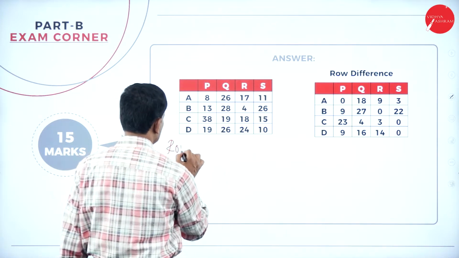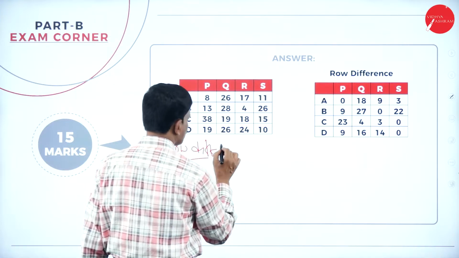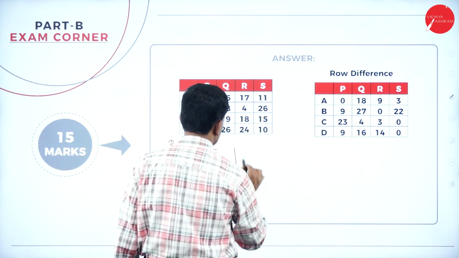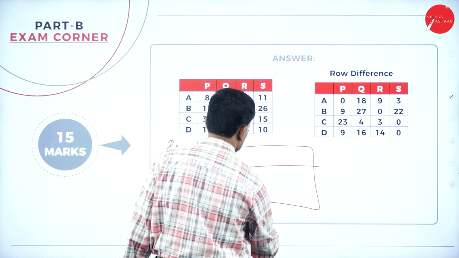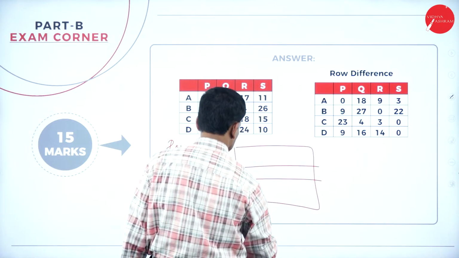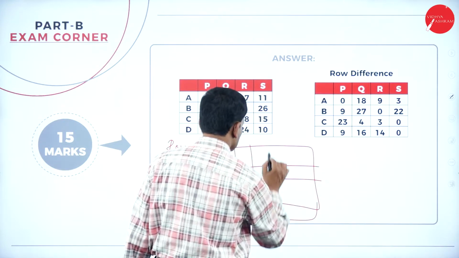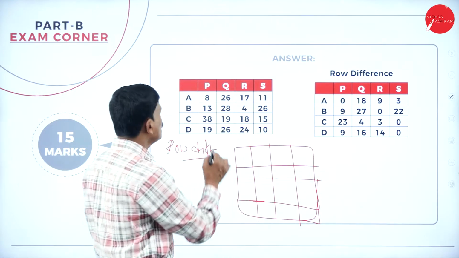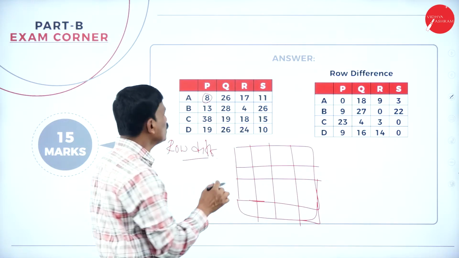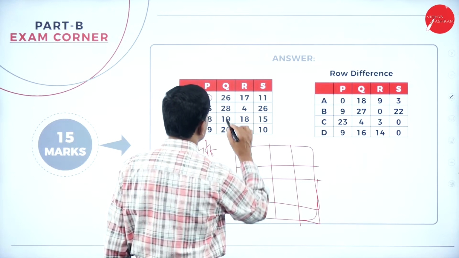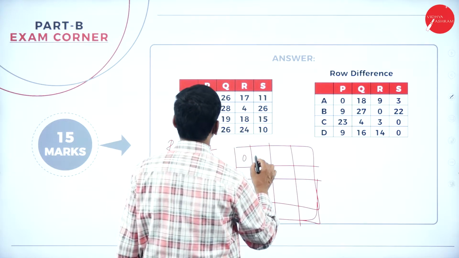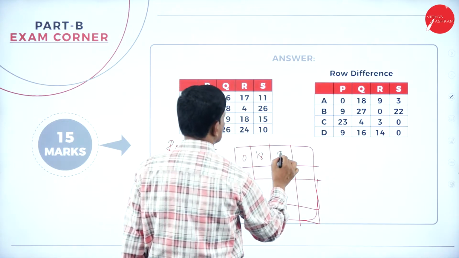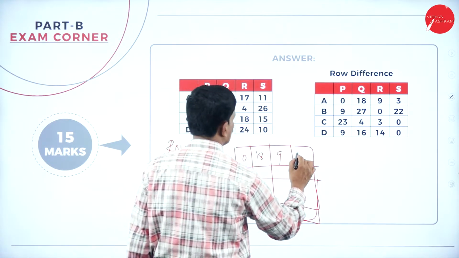Let me write the row difference here. Row difference or row scan, row difference or row minimization. So here in the first row, what is the minimum value? 8 is the minimum value. Subtract each and every element by 8. 8 minus 8, 0. 26 minus 8 is equal to 18. Again, 17 minus 8 is 9. Again, 11 minus 8 is equal to 3.